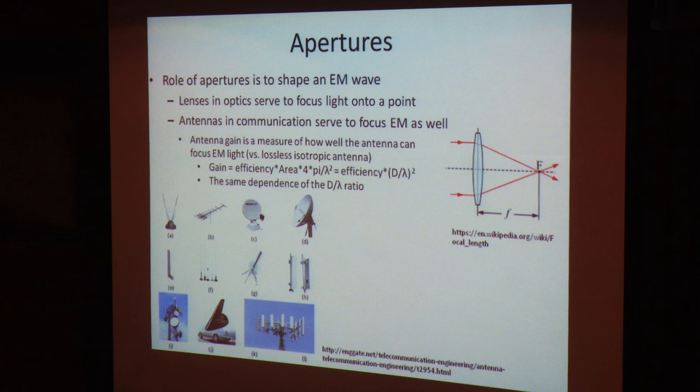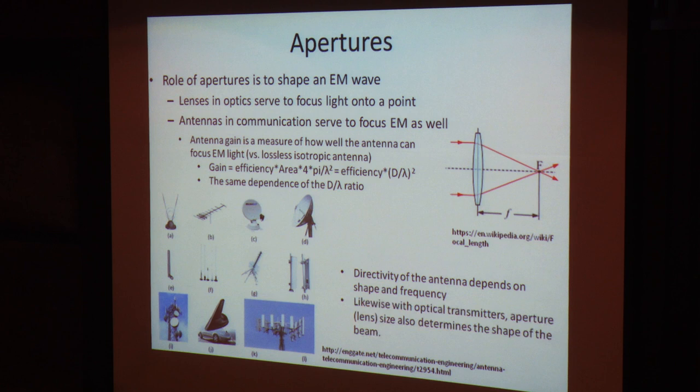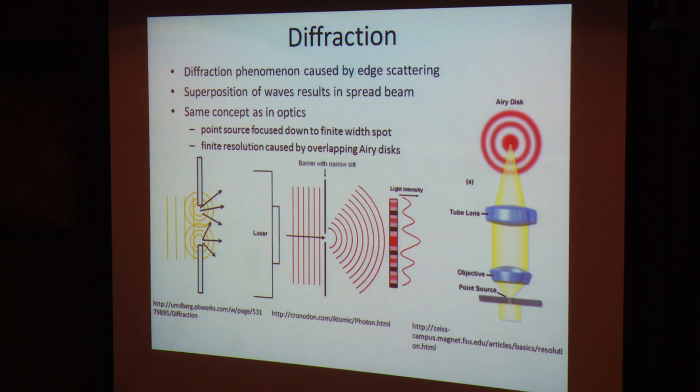So related to this is then the concept of directivity, which is where this power is focused most strongly in space. And in optics, it's essentially the same thing. We're looking at how well this lens can shape a beam in a certain region of space. So I want to explain to you briefly that the fundamental property behind this phenomenon is diffraction.